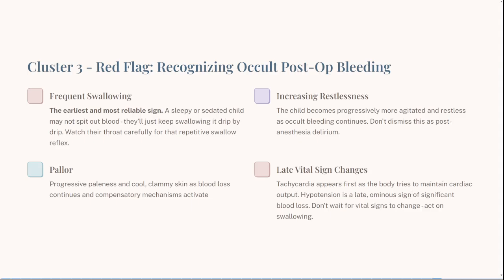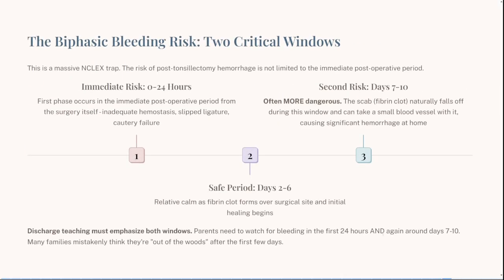And the timing of the bleed risk is tricky too, right? It's not just right after surgery. That's a massive NCLEX trap. The risk is biphasic. You have the immediate risk in the first 24 hours from the surgery itself. But then there's a second, often more dangerous risk about 7 to 10 days later. Why then? That's when the scab, the fibrin clot over the surgical site, naturally falls off. And sometimes it can take a little piece of a blood vessel with it. Parents have to be taught to watch for bleeding during both of those periods.